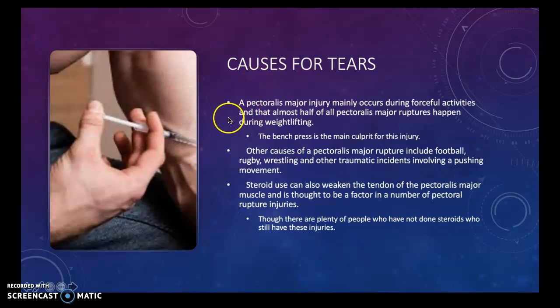So causes for these types of tears: a pectoralis major injury mainly occurs during forceful activities, and almost half of all pectoralis major ruptures happen during weightlifting. This is most commonly seen during the bench press, because there's a lot of pushing and moving the weight upward. Other causes of a pectoralis major rupture include football, rugby, wrestling, or other traumatic incidents involving a pushing movement like the bench press. Steroid use can also weaken the tendon of the pectoralis major muscle and is thought to be a factor in a number of pectoral rupture injuries, but that's not always the case. There are plenty of people that have not done steroids who still get these injuries.